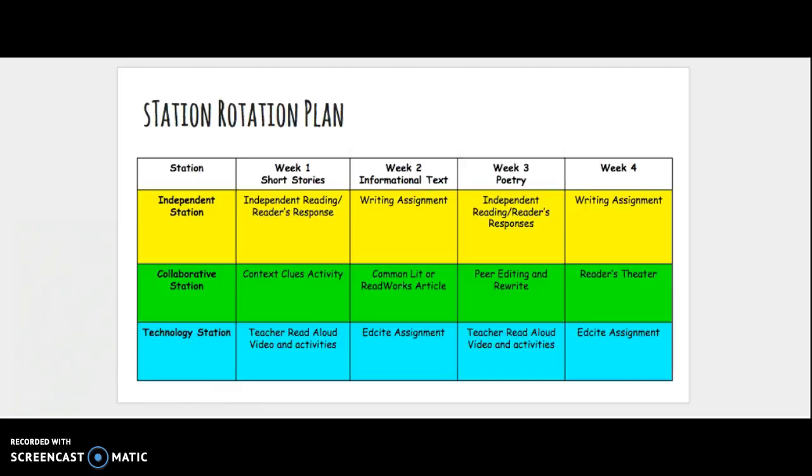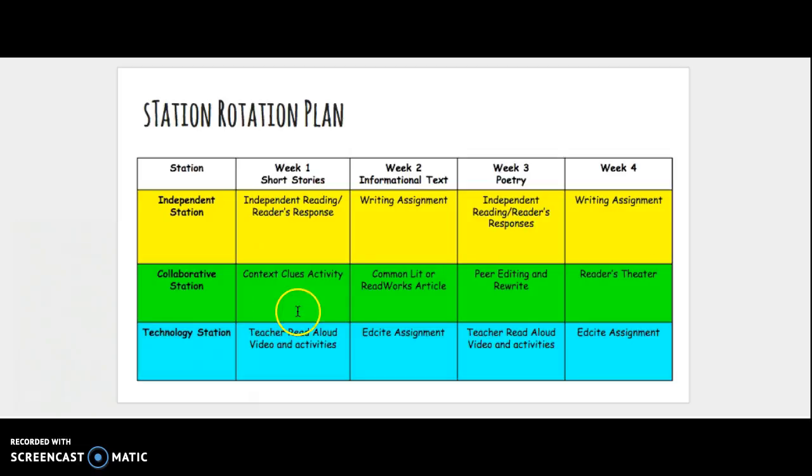The station rotation plan, on week 1 in the independent station, they'll be doing independent read and reader's responses. Then on week 2, they'll have a writing assignment. And then they'll go back to doing independent reading and reader's responses and back to the writing assignment. Dr. Linton brought up a good point this semester in that I don't have to make up a new activity every single week that they go into a station. By allowing them to come back to those writing assignments and that independent reading, after a while it will just be second nature to them. So I won't have to worry about giving instructions and waiting for them to read the instructions, and they can just focus on the actual content of it.